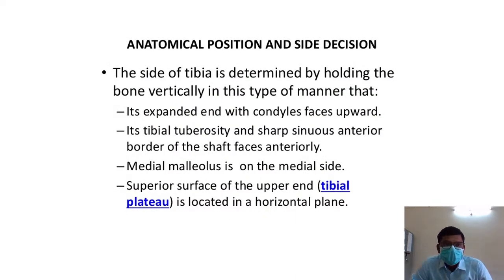Now coming to the anatomical position. The side of the tibia is determined by holding the bone vertically in this manner: its expanded end with condyles will face upwards, its tibial tuberosity and also the sharp anterior border of the shaft will face anteriorly, and the medial malleolus is on the medial side, and finally the superior surface of the upper end, that is the tibial plateau, is in a horizontal position. This is the way we have to hold the tibia in anatomical position, so that it will be easy in identifying the side of the bone.